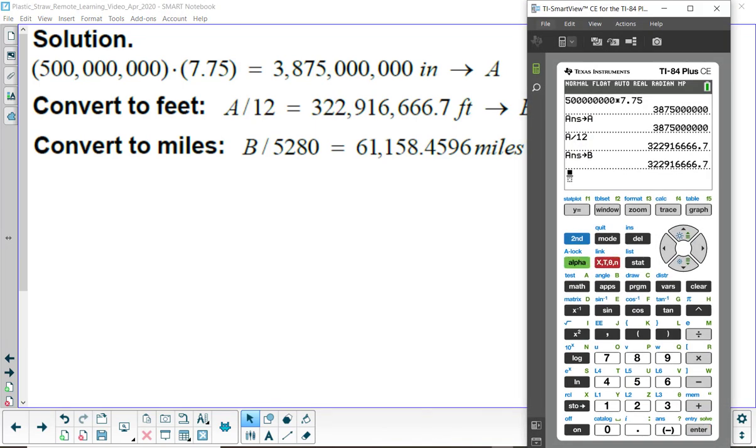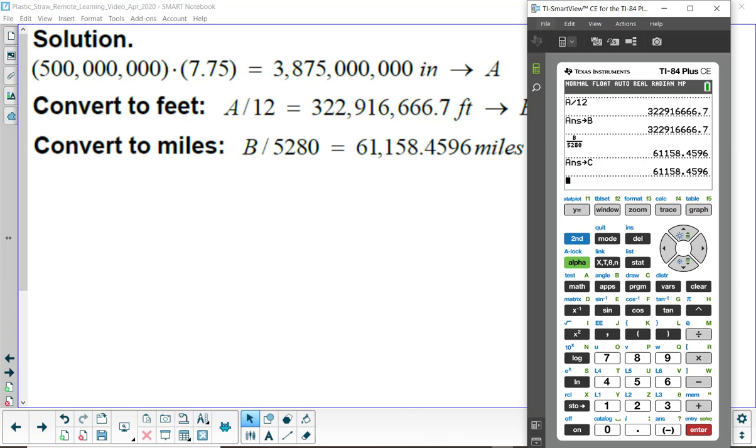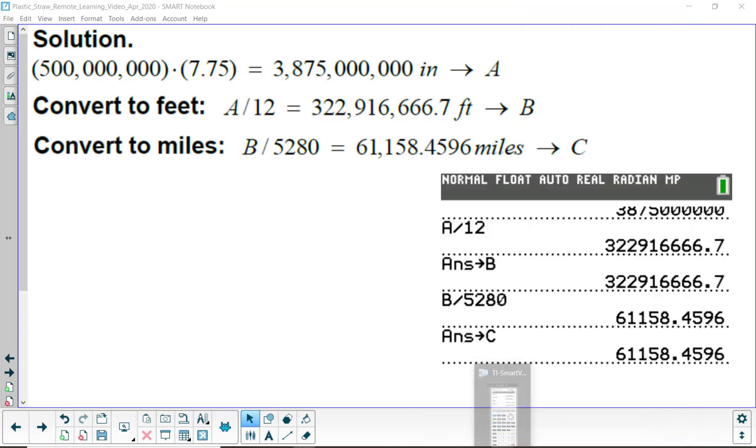So I'm going to press alpha x t theta n to get a fraction. Alpha apps for the letter B, down arrow, 5,280, and then press enter, and there's that answer. And I'm going to store that into alpha program for the letter C. And again, there is the screenshot.